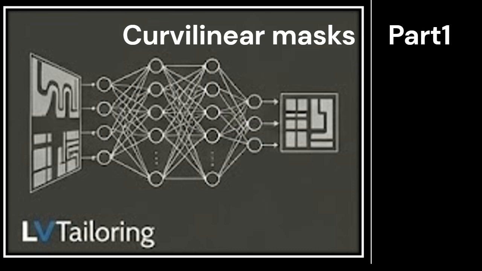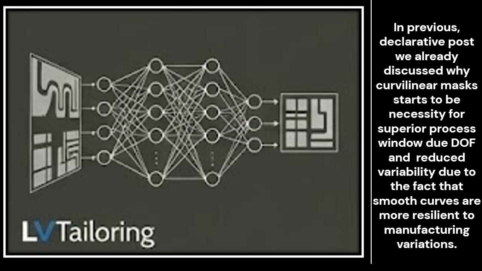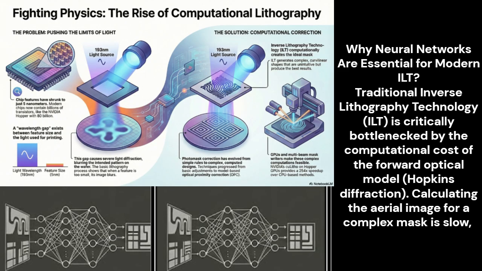Curvilinear masks, Part 1. In the previous declarative post, we already discussed why curvilinear masks are becoming a necessity for superior process window due to DOF and reduced variability, because smooth curves are more resilient to manufacturing variations. Why neural networks are essential for modern ILT.